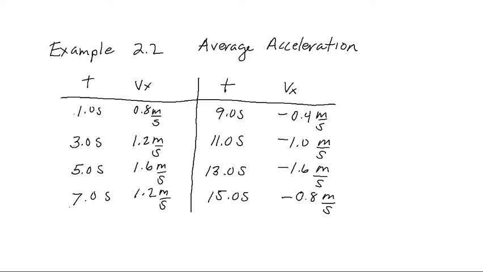Now our mission is to find the average x acceleration and state whether the speed of the astronaut increases or decreases over each of these 2 second time intervals. Our first one is A, from t1 equals 1 second to t2 equals 3 seconds. Our second interval, B, would be t1 equals 5 seconds and t2 equals 7 seconds.